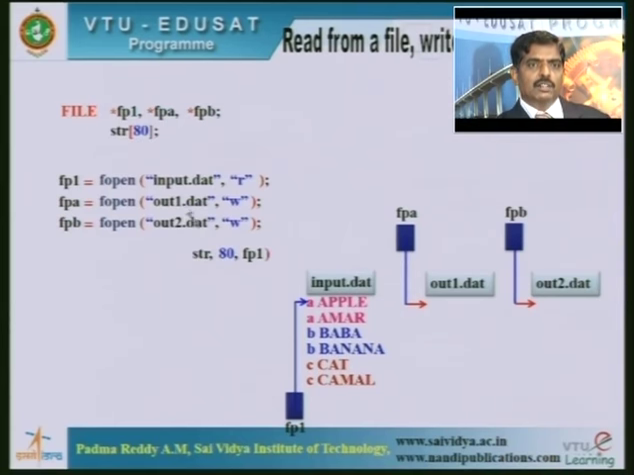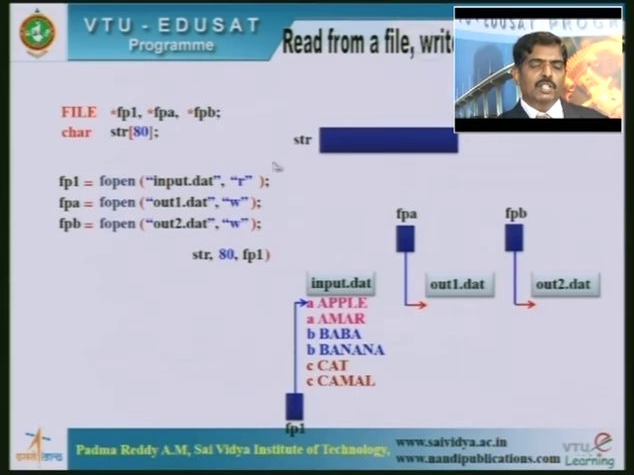str. We require some memory to copy the data, so we write str of 80, of type character. So 80 bytes of memory will be allocated, and the name given to the first memory location is str. Now we have to copy from fp1 a maximum of 80 characters, into the variable str. This can be achieved using the function fgets.